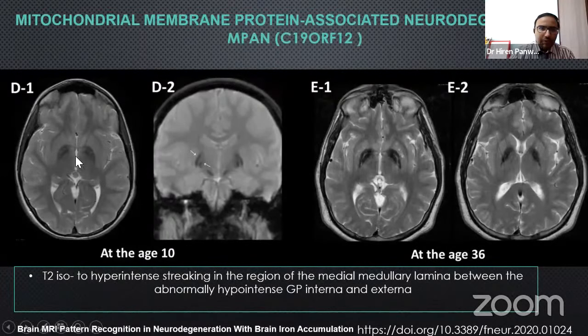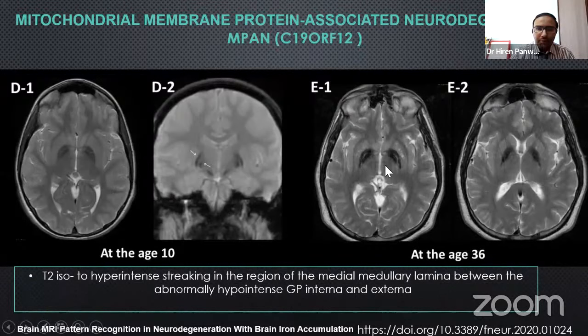This condition is called MPAN. And in MPAN, you will see that there is a preferential involvement of the internal and external part of the globus pallidus with sparing of the medial internal medullary lamina, which will be iso-intense or slightly bright. So when you see this kind of iso-intense or slightly bright medial internal medullary lamina separating the internal and external parts, which are showing susceptibility on SWI, you can raise the possibility of MPAN in appropriate clinical conditions.